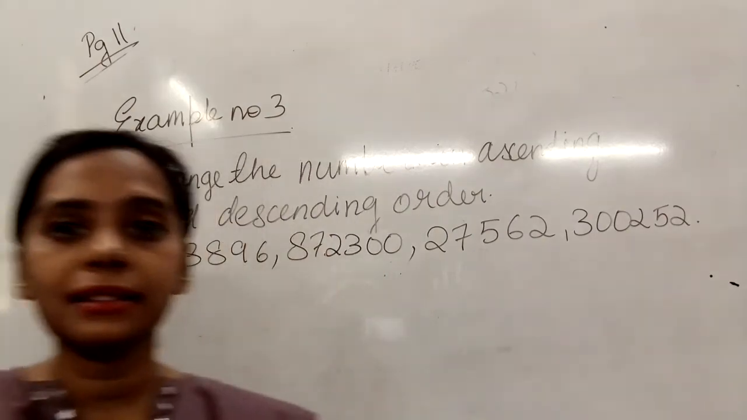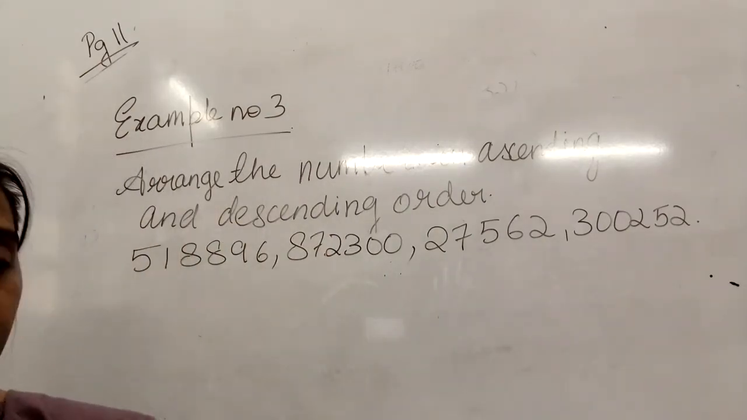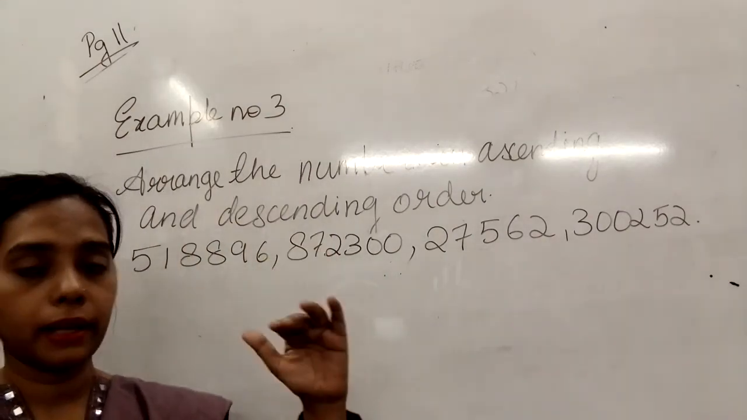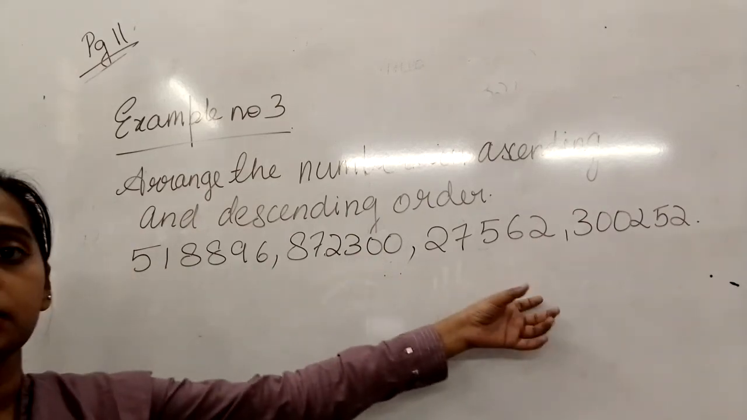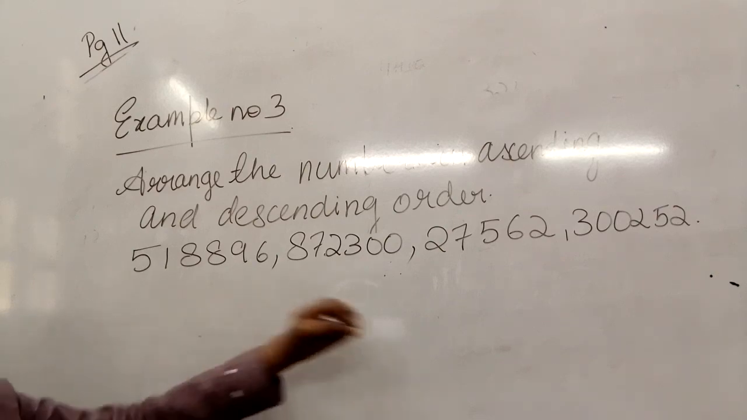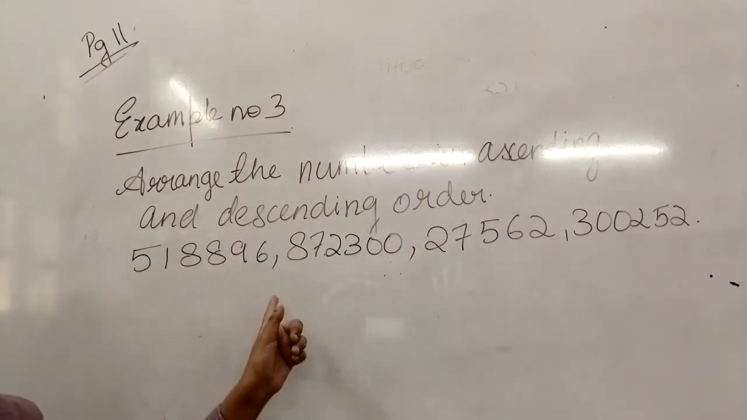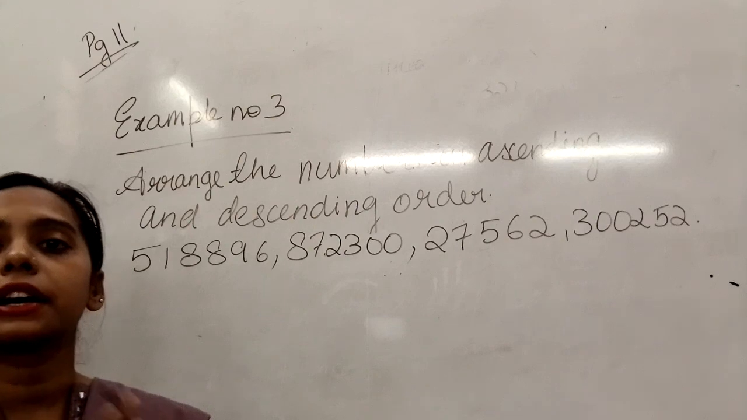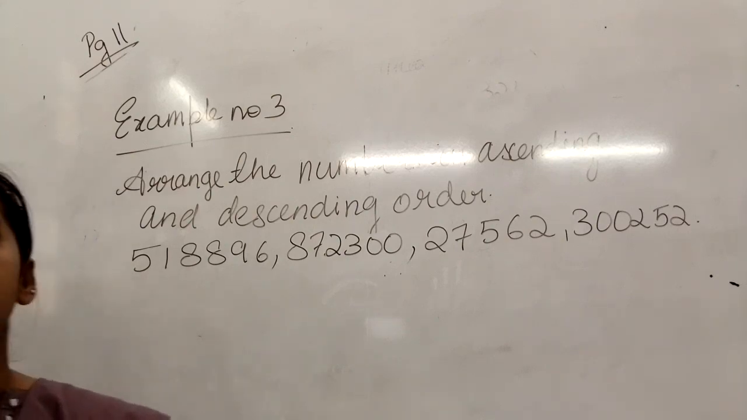So what do you mean by ascending order? Ascending order means from small to big. So you will arrange these numbers from small to big in ascending order, and in descending order. This is your homework. You will arrange these numbers in ascending and descending order.